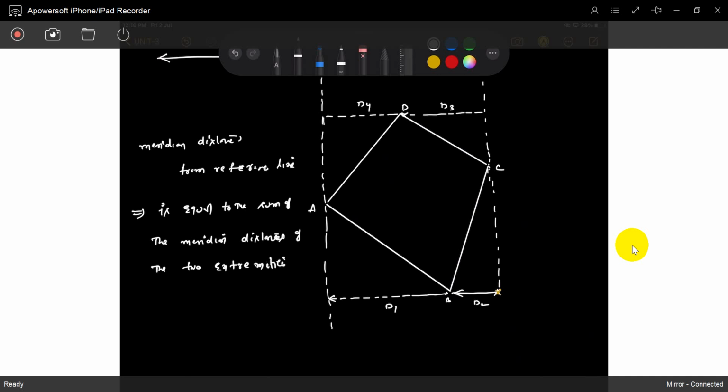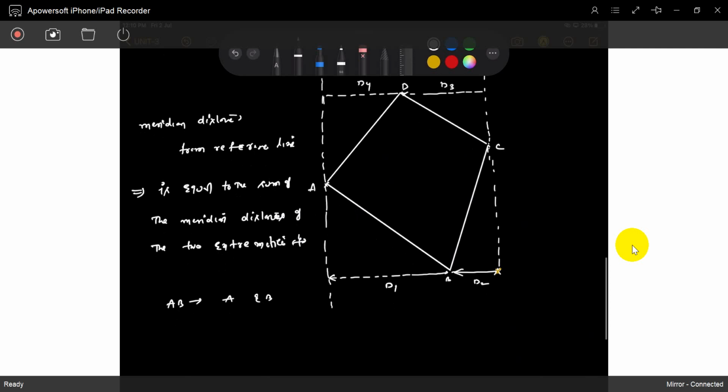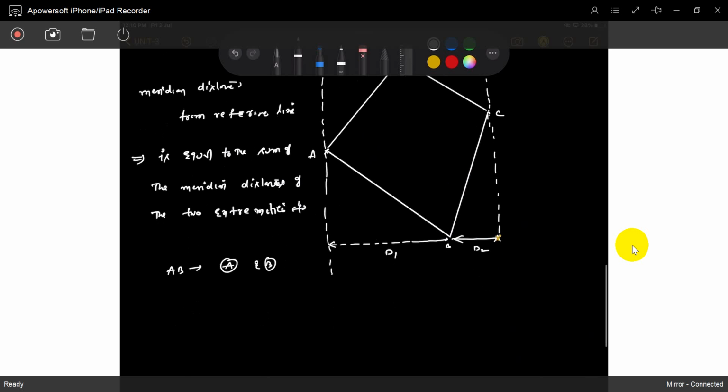What is meant by two extremities? For the AB line, the two extremities are A and B. For BC, B and C. So it is equal to the sum of the meridian distances of the two extremities. What is the meridian of A and the meridian of B? The meridian of A is 0. For AB, A is 0 and for B, D1.